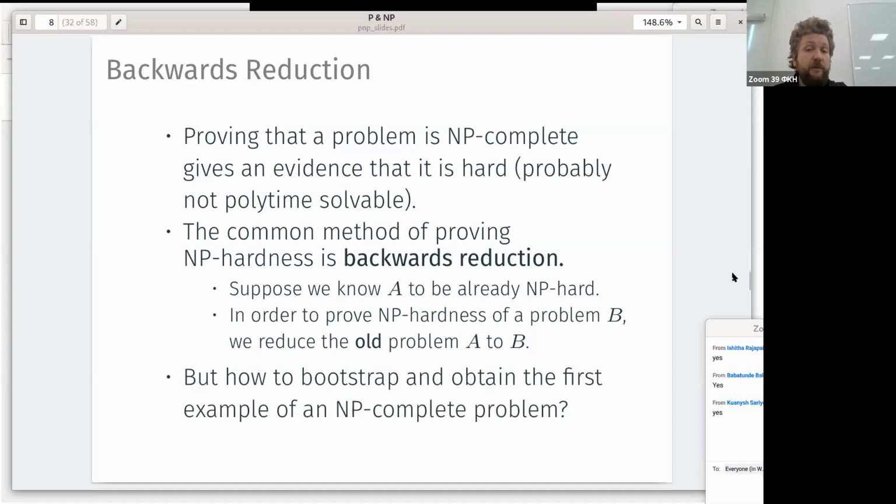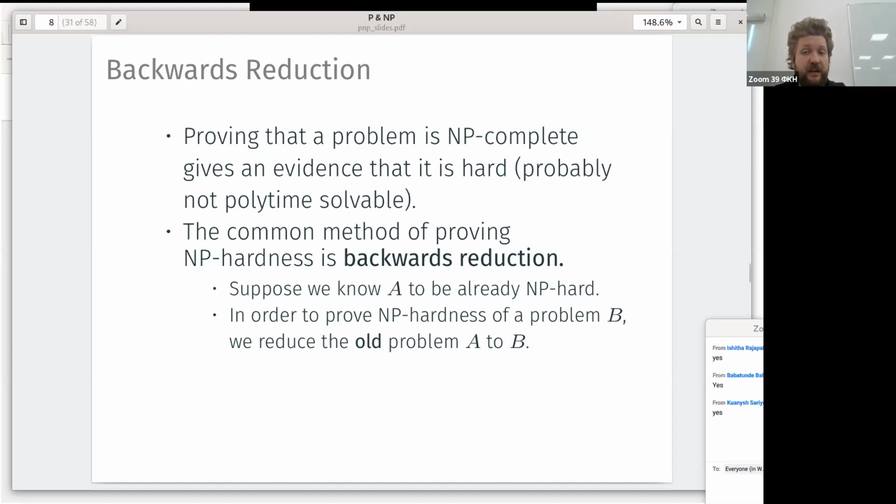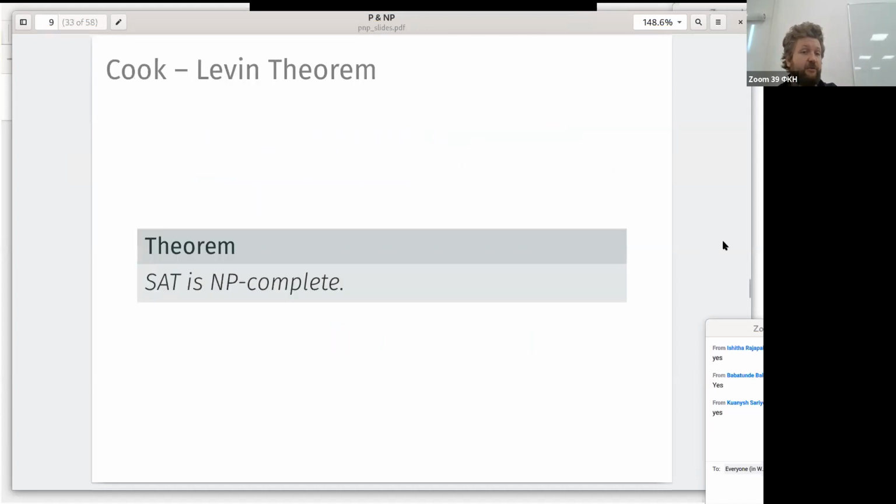But how do we bootstrap? So in this proof by backwards reduction, we had to use a problem which is already known to be NP hard and produce a new NP hard problem. But how do we show it for the first one? And this is the Cook-Levin theorem.